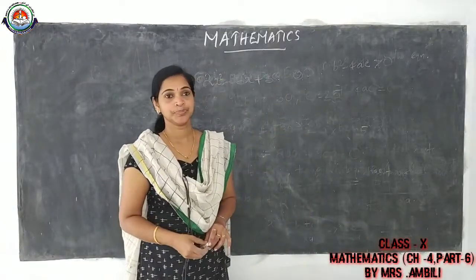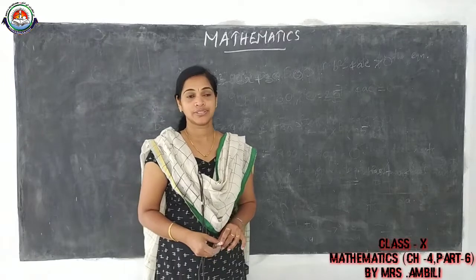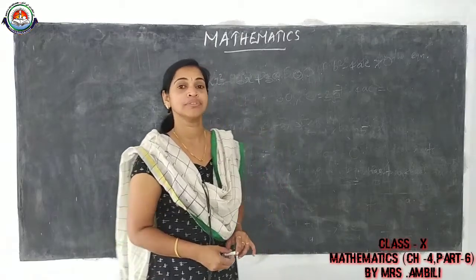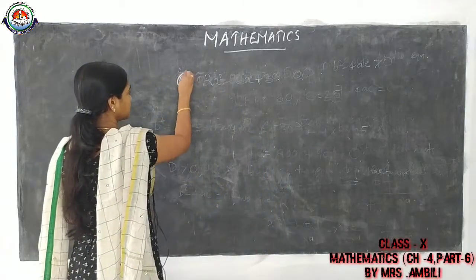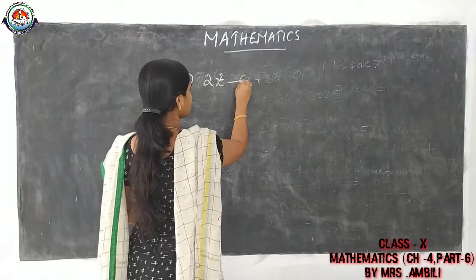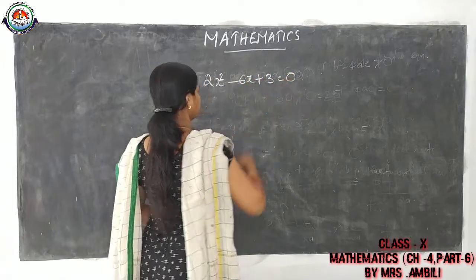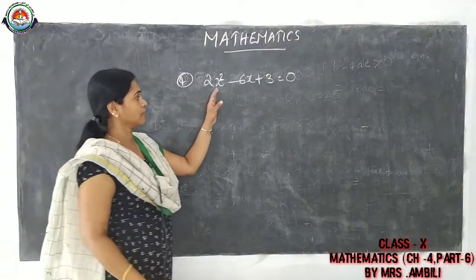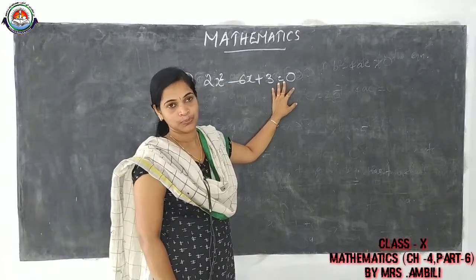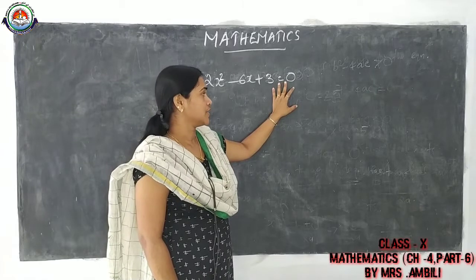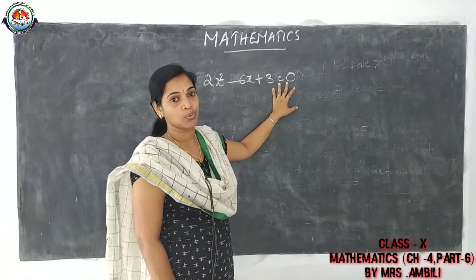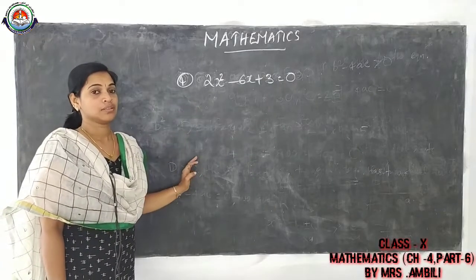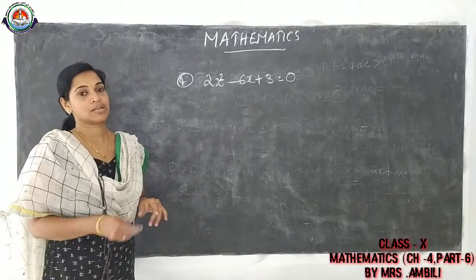So, write the next question. Find the nature of the roots of the quadratic equation 2x square minus 6x plus 3 equal to 0. And hence find the roots if they exist. In the question, you need to find out the nature of the roots. If roots are there, you need to find the roots also.